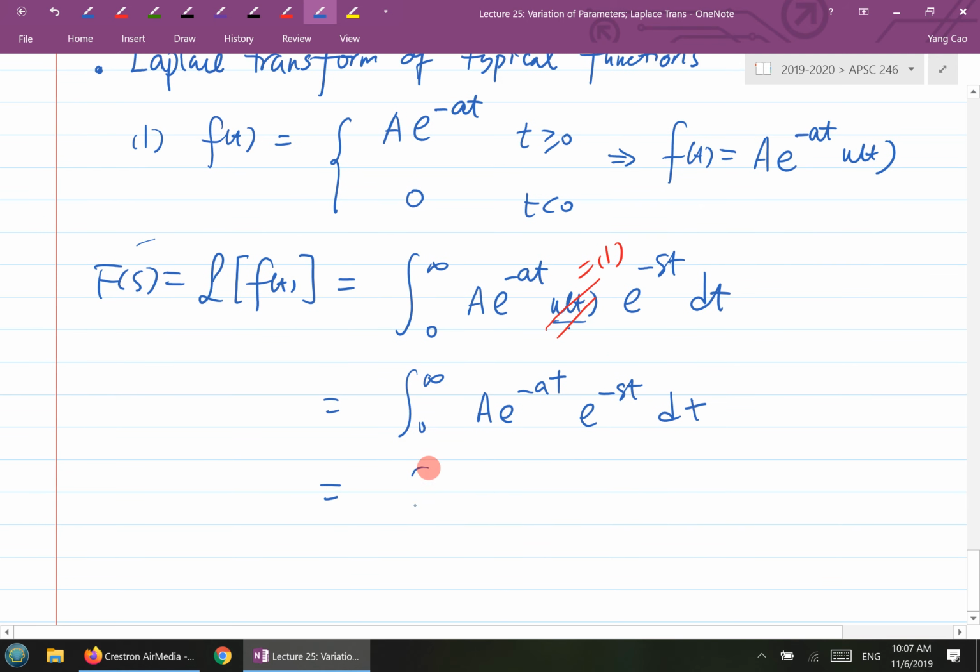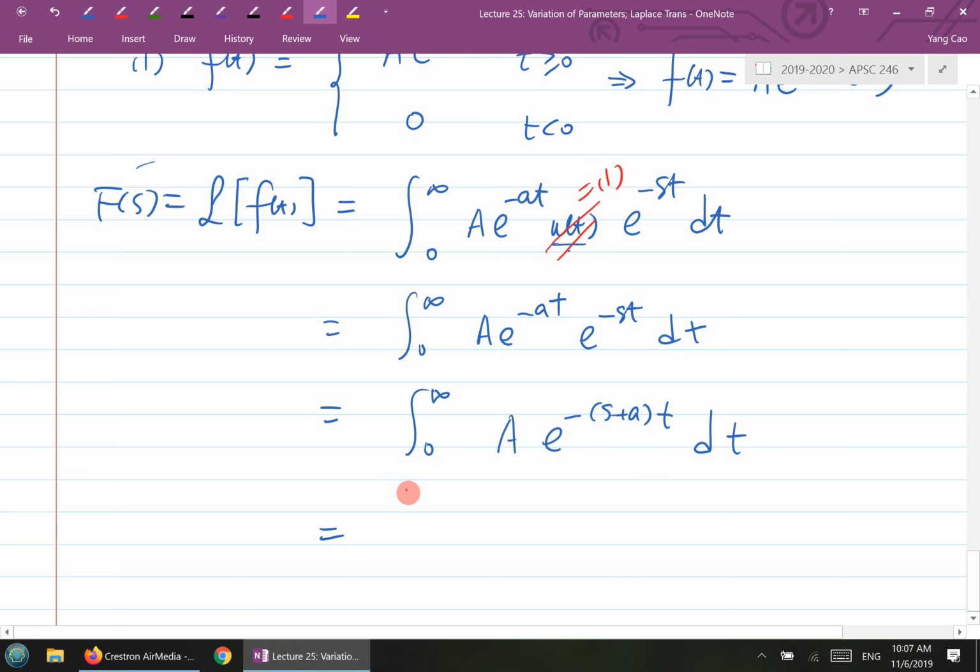This integral is actually not difficult, because we're integrating over t, so you consider s as a constant. You can combine these two together, and it becomes e to the power negative (s plus a)t dt. The result of this integral is just an exponential function: a over s plus a, times e to the power negative (s plus a)t, from 0 to infinity. There should be a negative here.